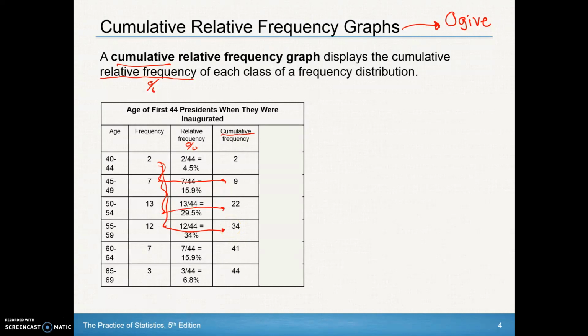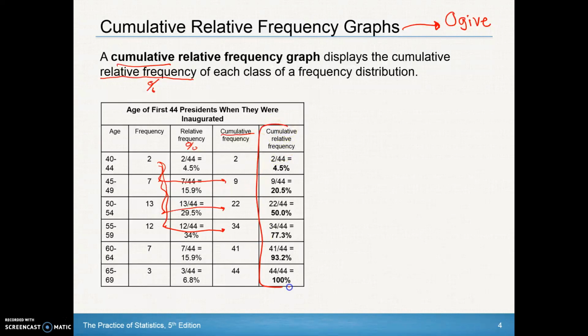Then we can take the percentages of each of these different classes. So we have 2 out of 44, 9 out of 44. And you can see what it does is it gets us up to that 100% for that last class. And then this is what we're plotting to make the cumulative relative frequency graph, or in other words, our ogive.